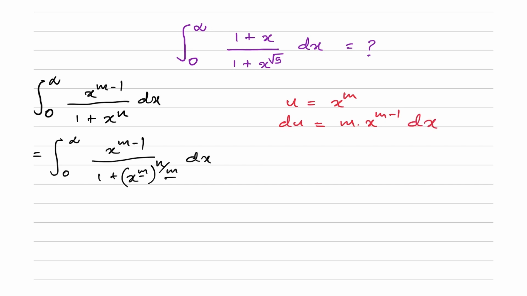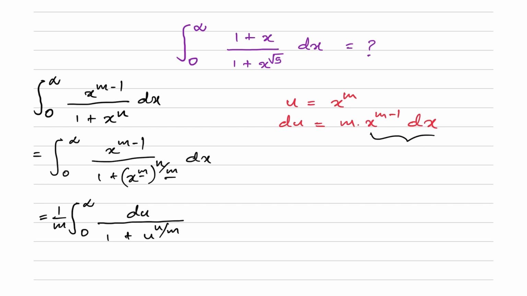Well, now let's plug in. So we have the limits, again 0 to infinity. In the numerator, we have x^(m−1) dx, which is (1/m) du. 1/m is a constant, so we have (1/m) du over 1 + x^n, and since we know u, that is u^(n/m).